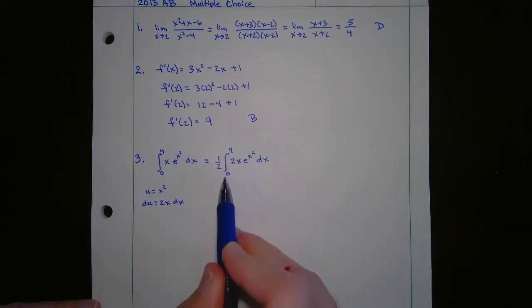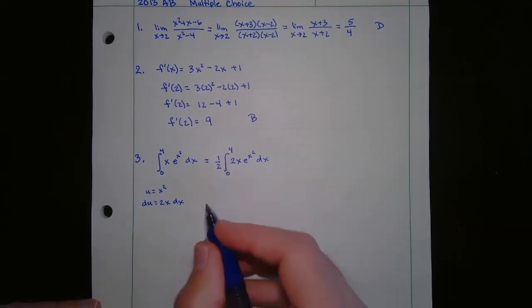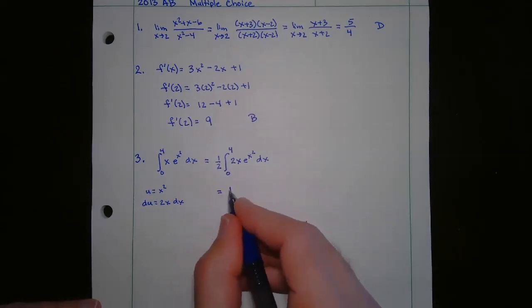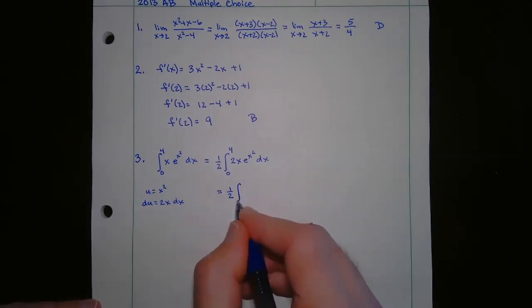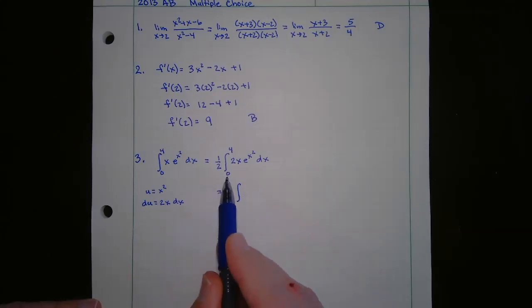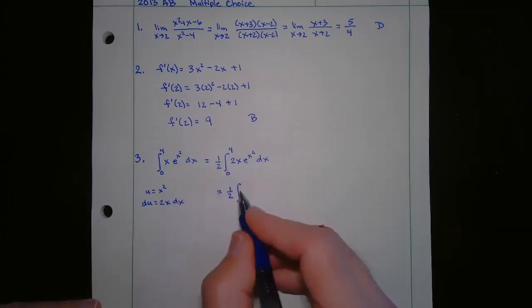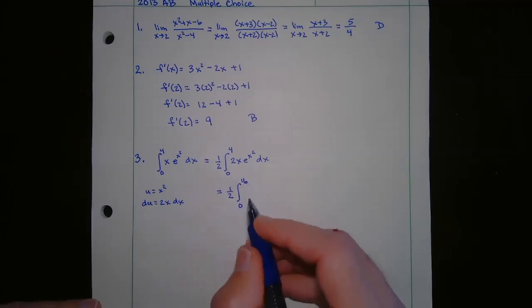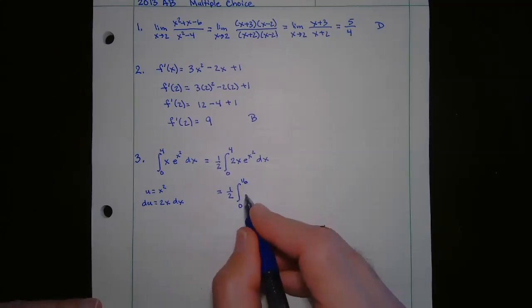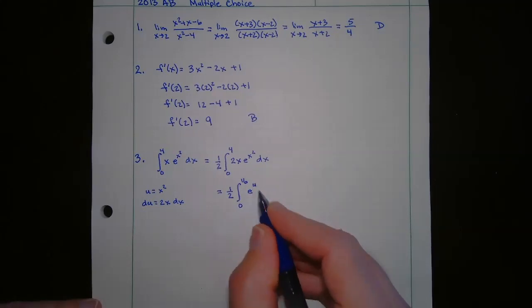Now, these are x terms, so I'm going to need to switch these to u's, right? So this is 1/2 still, the integral from, okay, so we have to do 0 squared, right? 0 squared would be 0. And then 4 squared, and 4 squared is 16, okay? And then this becomes e to the u, and then du, all right?